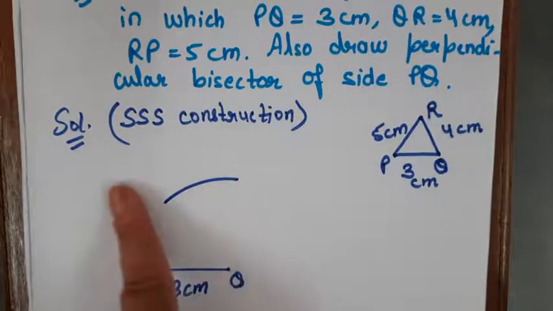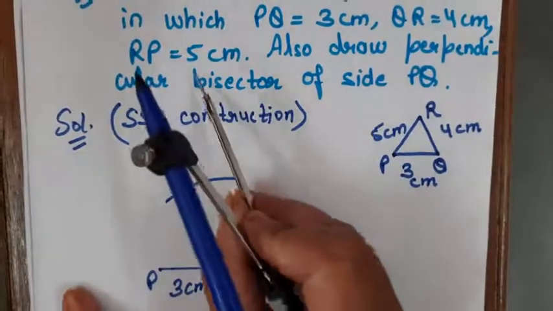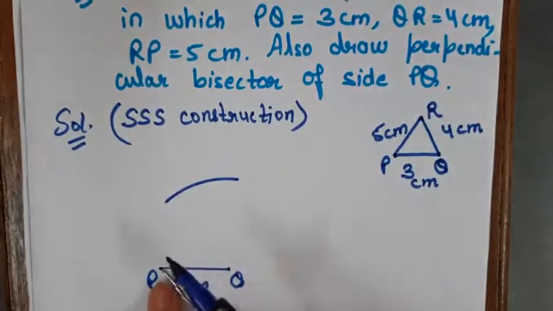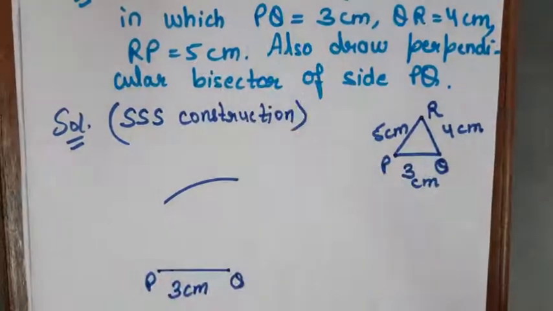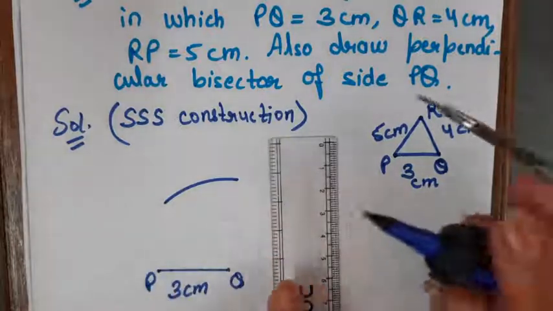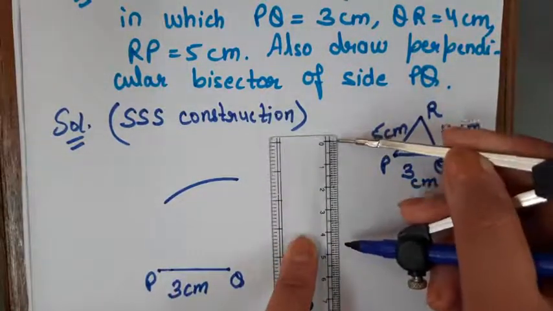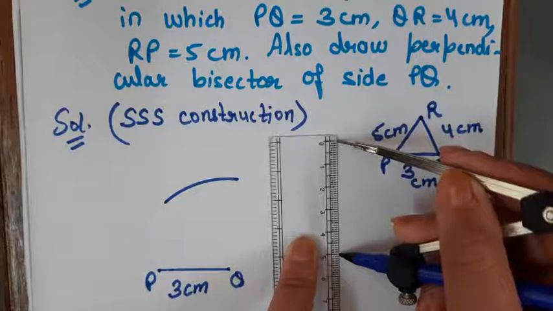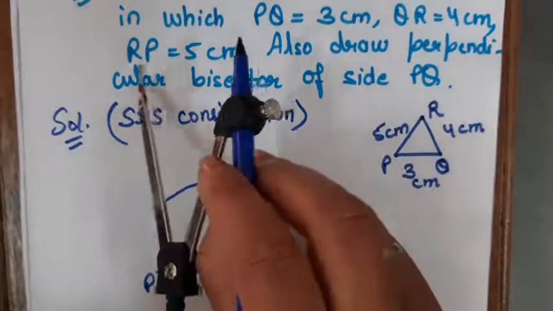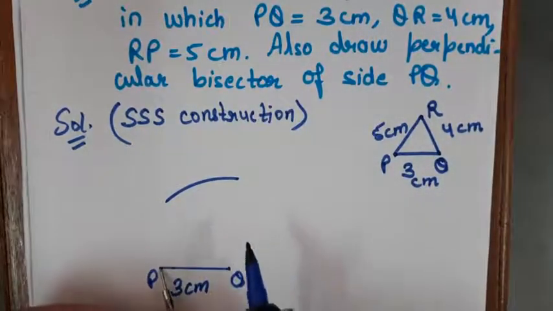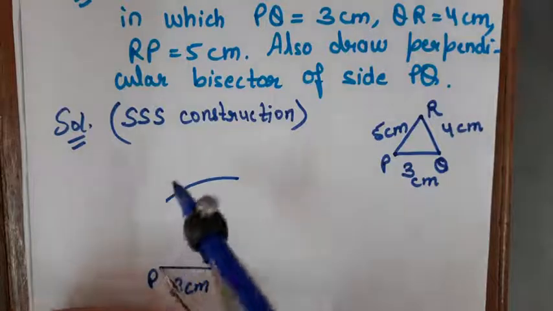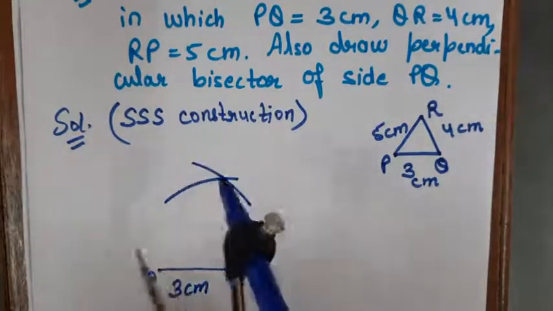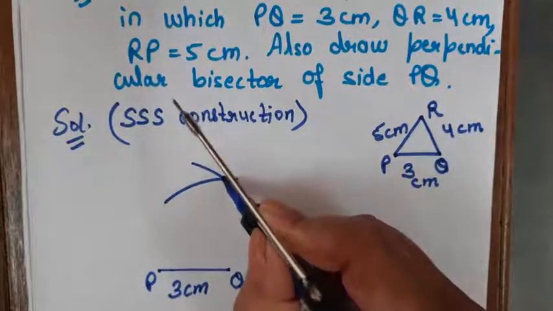Now there is no point, right? To get the point, use the third side, that is RP 5 cm. P point we know, this is P point. So 5 cm we need. So now open your compass for 5 cm. This is my 5 cm. 0 on the compass tip and go to 5. This is 5 cm. RP, that means P point we know, right? P point is this. To get R point, cut this arc. This is 5 cm and we have cut that arc. Now we get a point, that is point R.